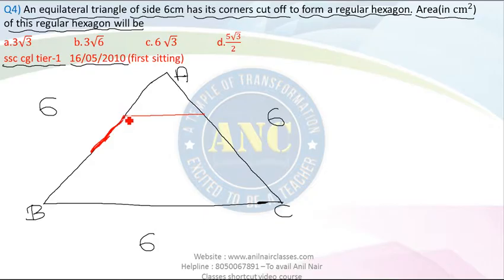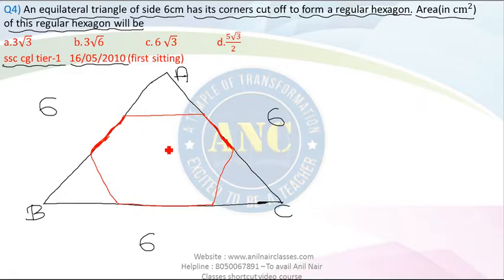and this cutting will lead us to get a regular hexagon. This is what they are saying to you in the question. That means I am just drawing, sir. Just give me a minute. Let me draw it. So when I cut it, it will become a regular hexagon.